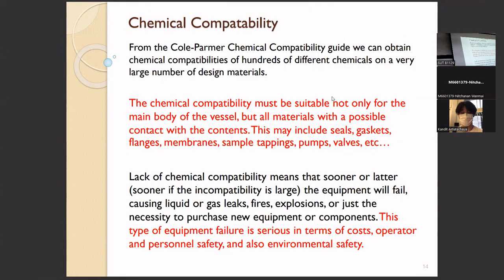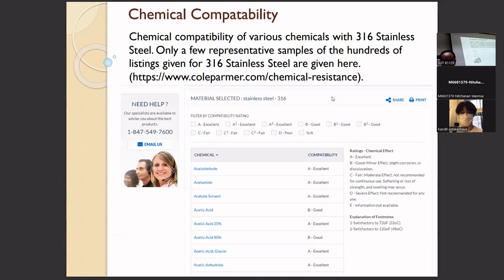Next, I give you some examples of chemical compatibility. If you would like to know whether your reactor, vessel, tank, tube, or pipe is compatible with the chemical or not, you can search on the website. It may be a lot, so for this case I give you an example of stainless steel 316. I think you have covered this in metallurgical engineering.